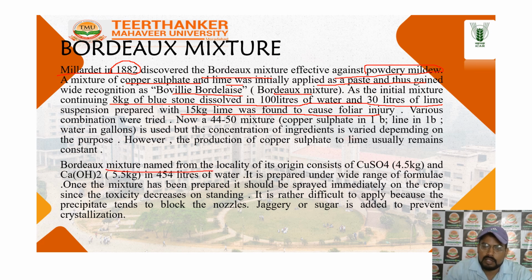So the Bordeaux mixture is named locally by the origin of the copper sulfate. 4.4 kg, 5 kg, and copper hydroxide is 5.5 kg. So add 40 to 45 liters of water to make the mixture. It is prepared in a wide range of formulations to decrease toxicity and improve standing, so that they can apply it because the precipitate blocks the nozzles. The jaggery and sugar are added to prevent crystallization in the Bordeaux mixture.